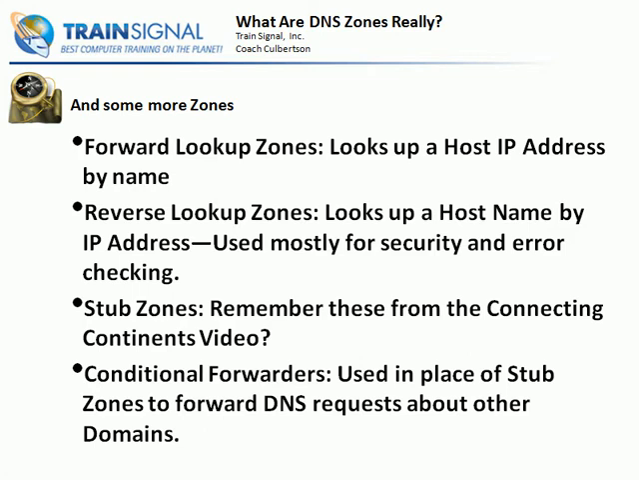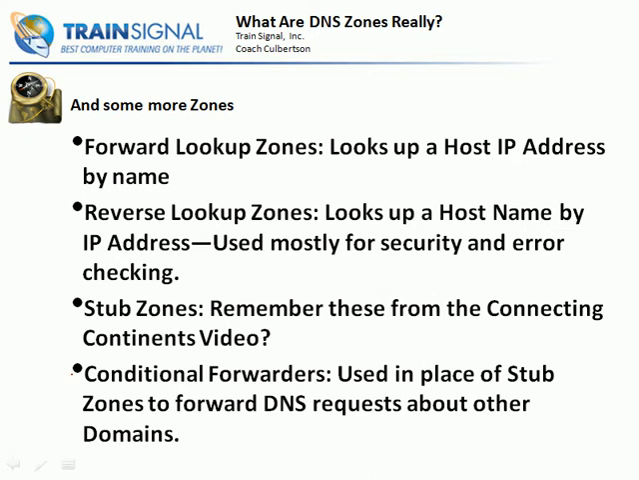Stub zones, well, we've talked about these already. I want to bring them up again. But you remember these from when we used them in the Connecting the Continents video? Very, very useful whenever we're connecting to networks. Now, there's another way to do it, and what a lot of people would say is probably a little more efficient way. There's a thing called a conditional forwarder. And a conditional forwarder is basically used in place of a stub zone in order to forward DNS requests about other domains.